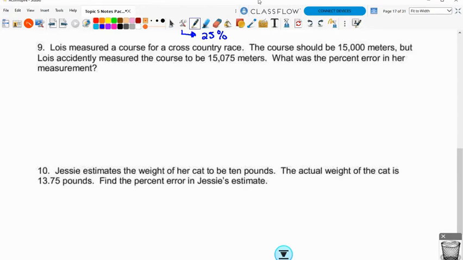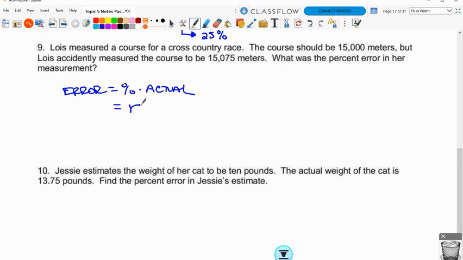In example 9, it says that Lois measured a course for a cross-country race. The course should be 15,000 meters, but Lois accidentally measured the course to be 15,075 meters. What was the percent error in her measurement? So we'll go ahead and start by writing the equation. The amount of error is equal to a percentage of the actual amount. It says, what was the percent error? So we're calculating R. And then what we're going to do is plug in the values of the amount of error and the actual amount.